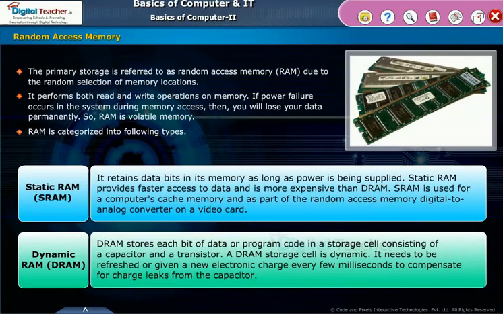Dynamic RAM, DRAM. DRAM stores each bit of data or program code in a storage cell consisting of a capacitor and a transistor. A DRAM storage cell is dynamic. It needs to be refreshed, or given a new electronic charge, every few milliseconds to compensate for charge leaks from the capacitor.